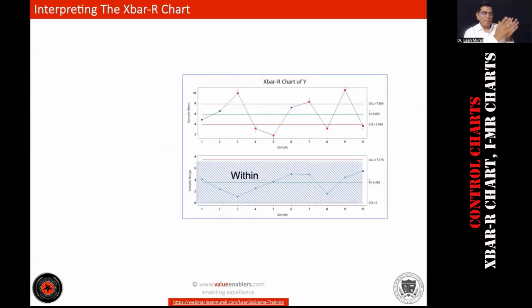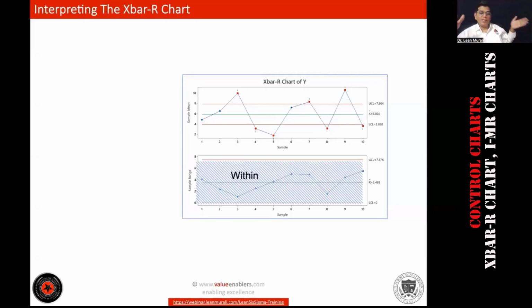Suppose I take 5 bottles at 1 o'clock, 5 bottles at 2 o'clock, 5 bottles at 3 o'clock, 5 bottles at 4 o'clock, and so on and so forth. Now, the 5 bottles which I take at 1 o'clock will have a within variation. The 5 bottles which I take at 2 o'clock will have a within variation. Now, between 1 o'clock and 2 o'clock, between 1 o'clock and 5 o'clock, there will be a variation.